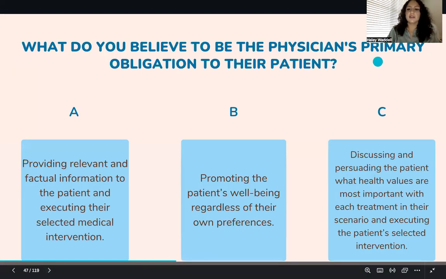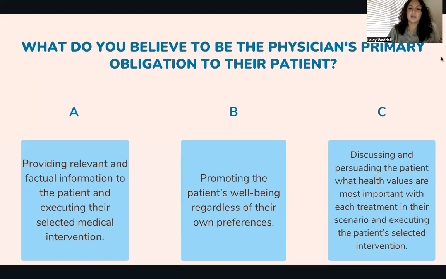Number three, what do you believe to be the physician's primary obligation to their patient? A, providing relevant and factual information to the patient and executing their selected medical intervention. B, promoting the patient's well being regardless of their own preferences. C, discussing and persuading the patient what health values are most important with each treatment in their scenario and executing the patient's selected intervention. A, B, or C.